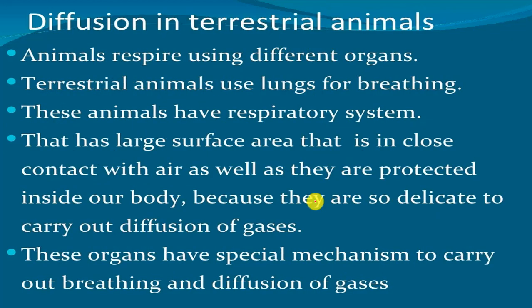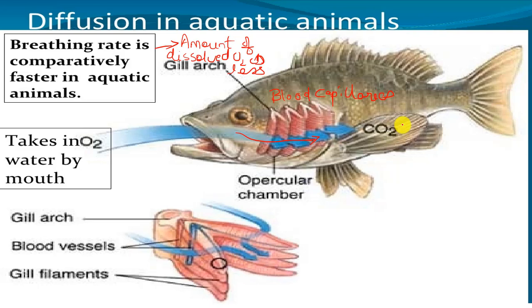Now, diffusion in terrestrial animals. Terrestrial animals have a very important organ called the lungs, which help them in breathing, and they also have a special respiratory system which helps them exchange gases with the environment. We will talk about a very important terrestrial animal, that is human, in our later sessions. Let us now discuss diffusion in aquatic animals.